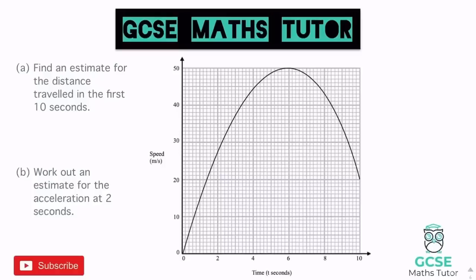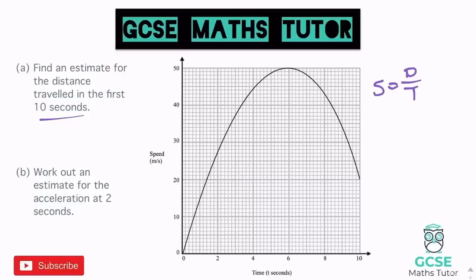Last question here, we've got a speed time graph, very similar to a velocity time graph, and a similar process in what we do. Part A says find an estimate for the distance travelled in the first 10 seconds. We know that speed is distance over time, so working out distance is speed times time, which just means all we have to do is work out the area underneath the graph.